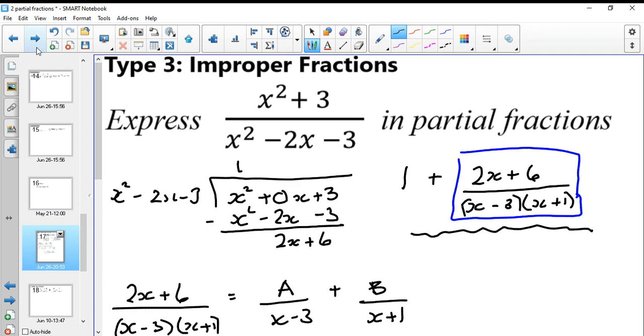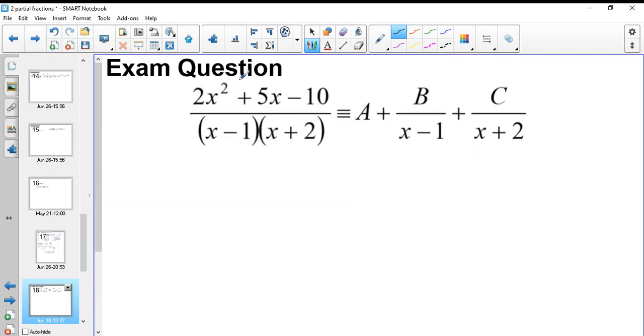Now, some questions will be given like this. Okay, so you can see this is of the same form. We've got a constant plus a constant over one linear factor plus a constant over another linear factor. And actually, probably 80% of the time, they will give it you like this.